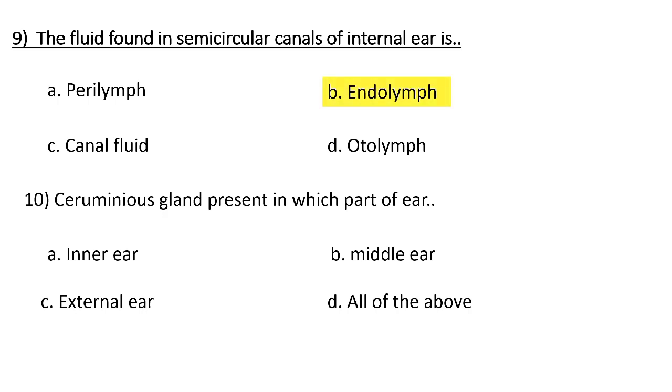Question number 10. Semicircular gland present in which part of the ear? Option A, inner ear. Option B, middle ear. Option C, external ear. Option D, all of the above. The correct option is external ear.